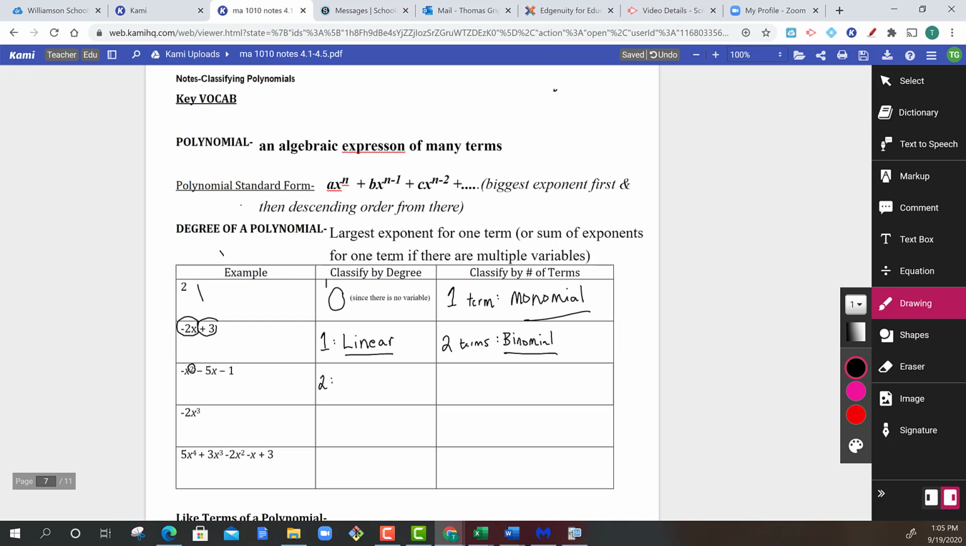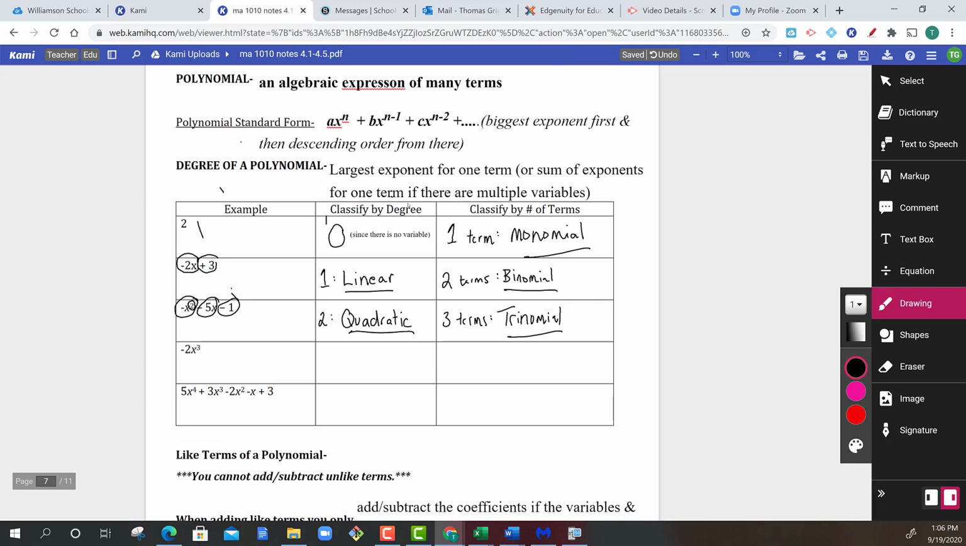The third example, the biggest exponent is 2. So anything with a degree of 2 is called a quadratic. There are 3 terms. So that, of course, is called a trinomial. 3 terms. 1, 2, 3.